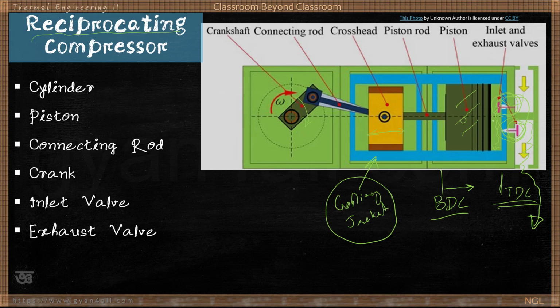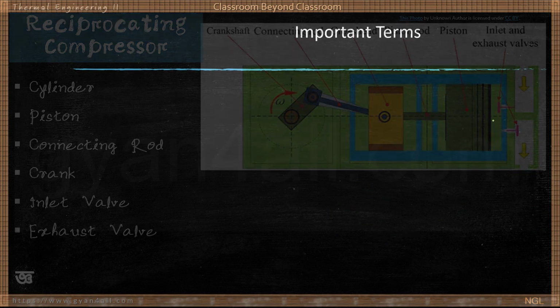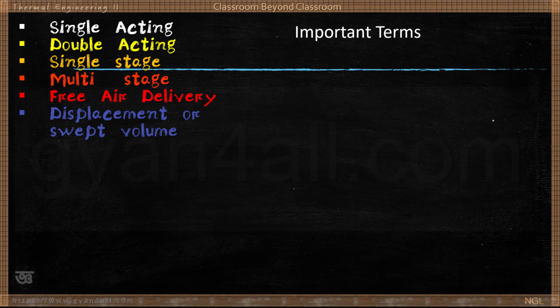In fact, it is easier to understand this principle than the IC engine. In this case there are two main strokes and two processes. One is suction and the next one is compression and delivery. There are some important terms we have to understand. A reciprocating compressor may be single acting. What is single acting? If the air enters at one end of the piston, that is called single acting.